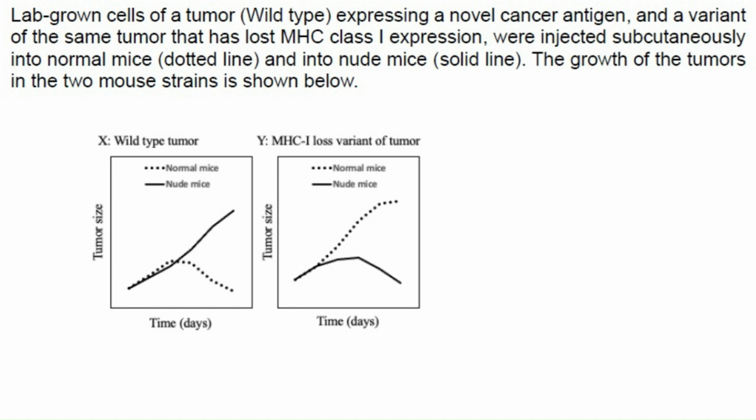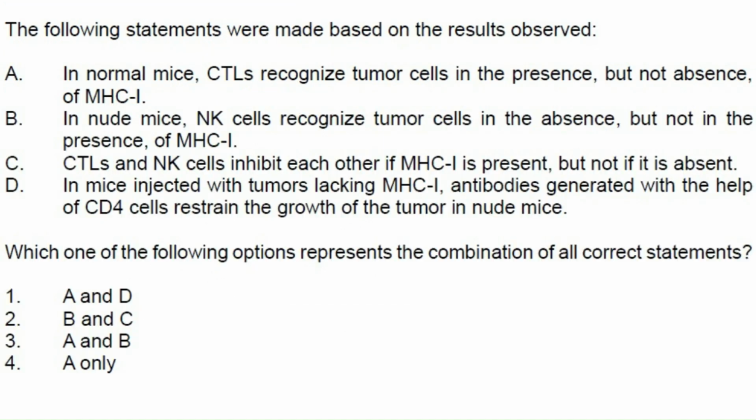Now the second graph, that is graph Y, is for the MHC class 1 loss variant of the tumor, which means that these tumor cells do not express MHC class 1 molecules. So here basically we can see that the reverse of the first graph is happening: in the nude mice the tumor size is going down as the days progress, and in the normal mice tumor size keeps increasing. So now, keeping this data in mind, the following statements were made.